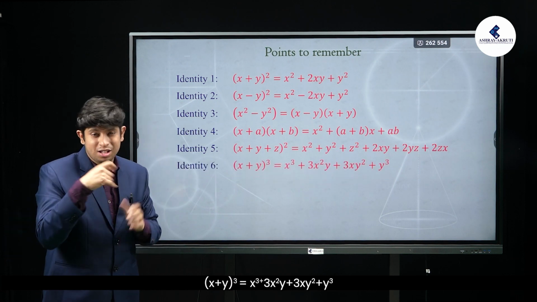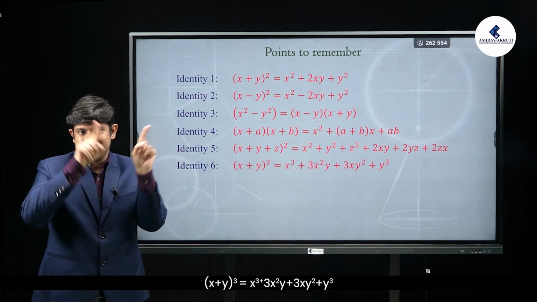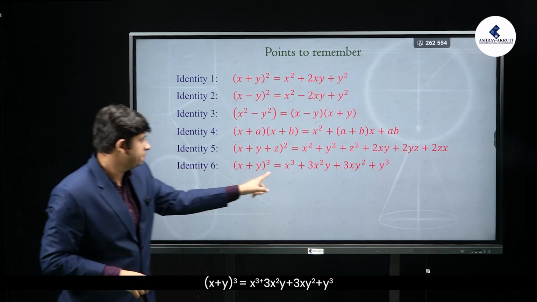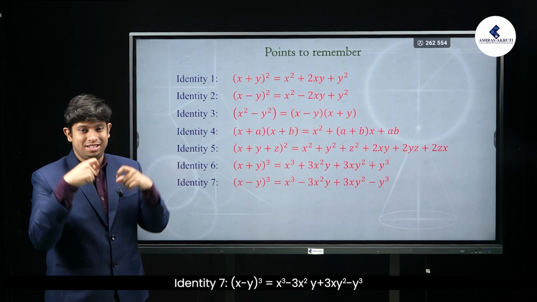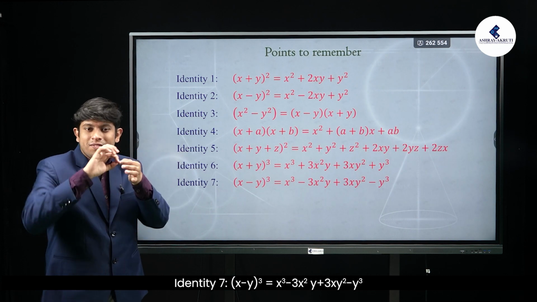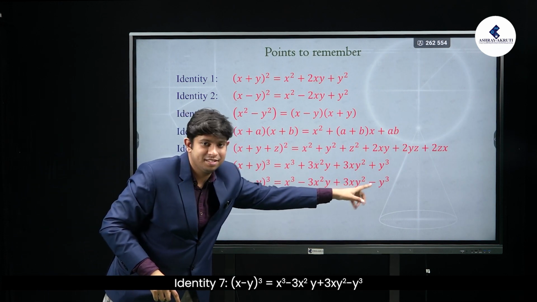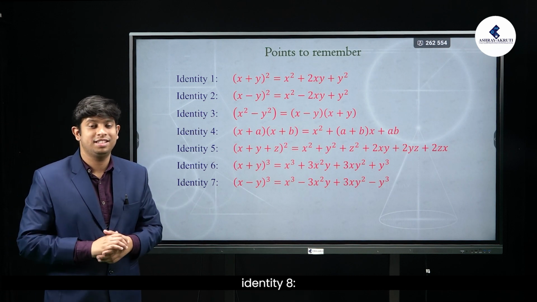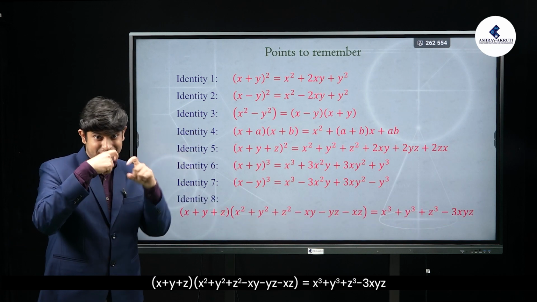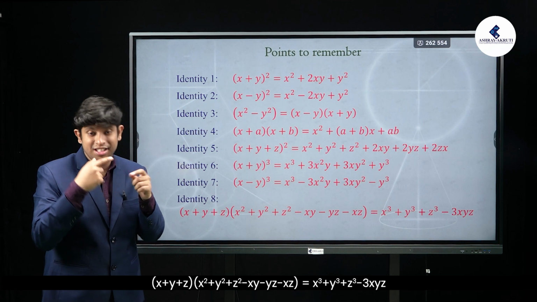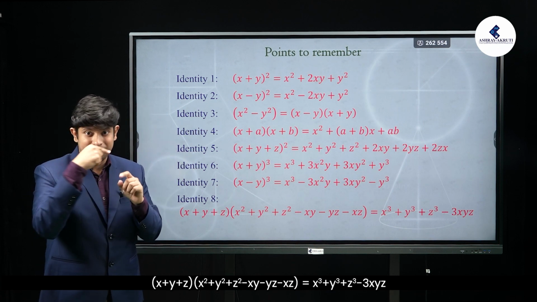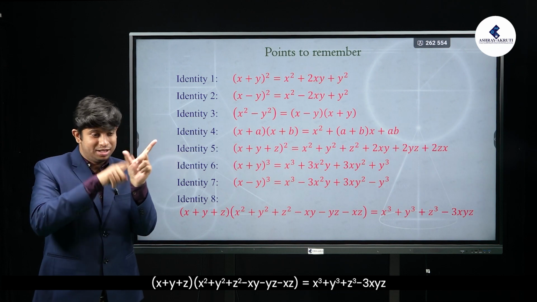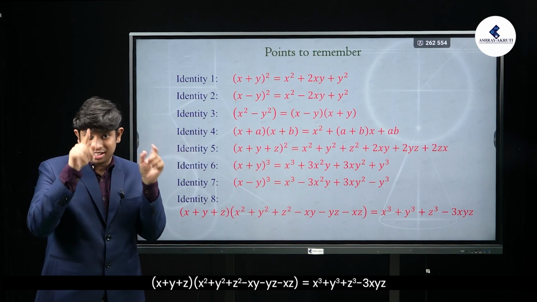Identity 6: (x + y)³ is equal to x³ + 3x²y + 3xy² + y³. Identity 7: (x − y)³ is equal to x³ − 3x²y + 3xy² − y³. Identity 8: (x + y + z)(x² + y² + z² − xy − yz − xz) is equal to x³ + y³ + z³ − 3xyz.